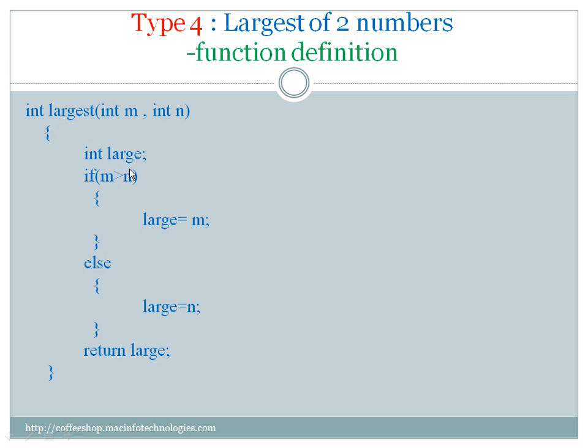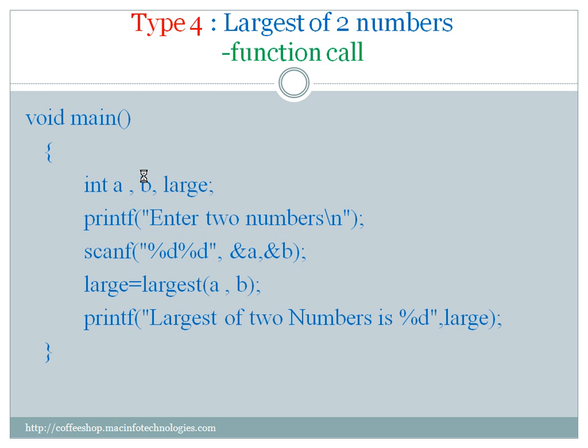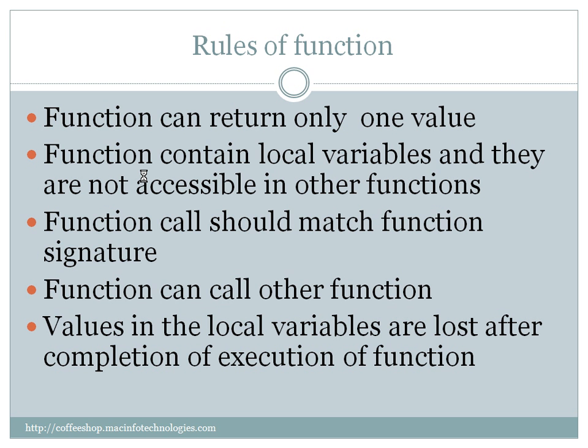So the variables m, n and large available in the function cannot be used in the main function. We'll see that when we do some programs. We have some rules for functions. A function can return only one value. A function can contain local variables and they are not accessible in other functions. If you create a variable int large in one function, you cannot use it in the main function. Or if you use a variable int x in main function, you cannot use that variable in the other function. So they are local variables.